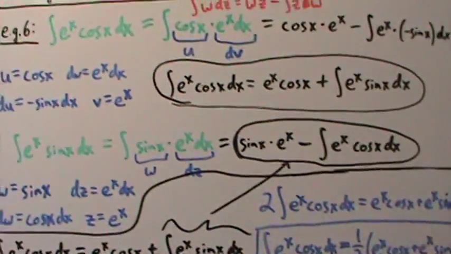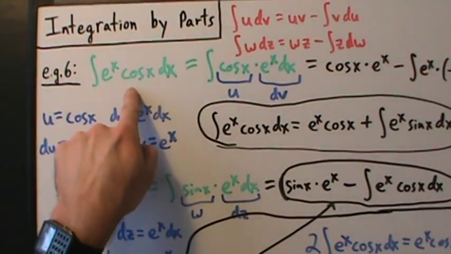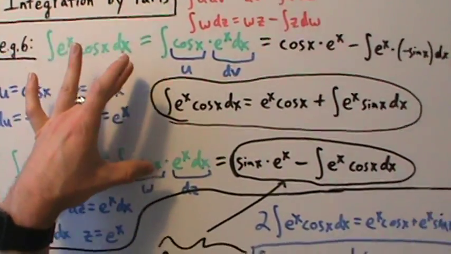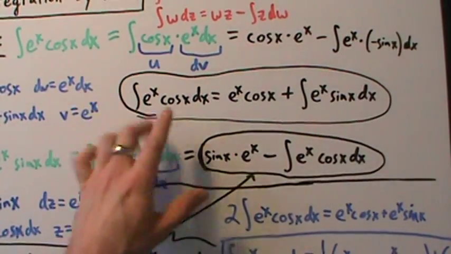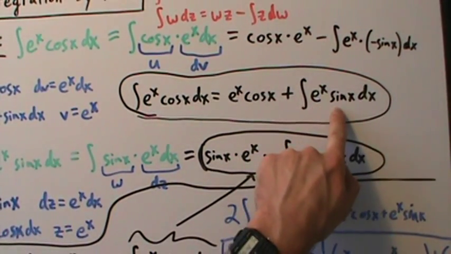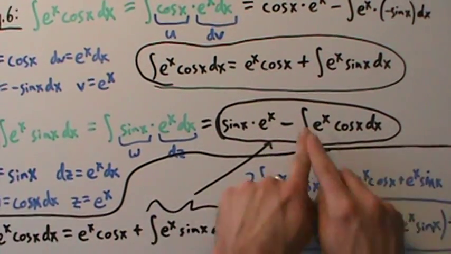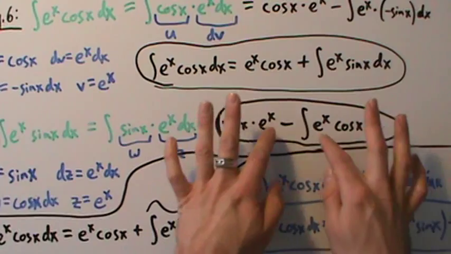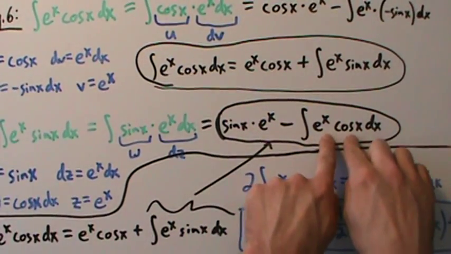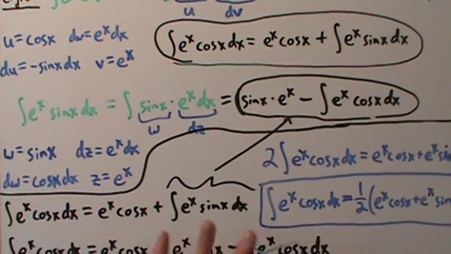Okay? So let's recap what we did real quick, and I want to make a note of something. We had the integral of e to the x cosine of x dx. We did integration by parts on that, and we ended up with the integral of e to the x sine of x dx. We did integration by parts on that, and then we ended up with this expression here, where we had blah, blah, blah, minus the integral we started with, okay?